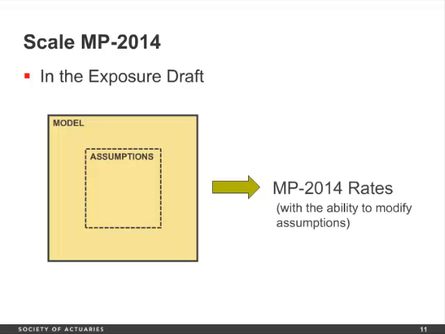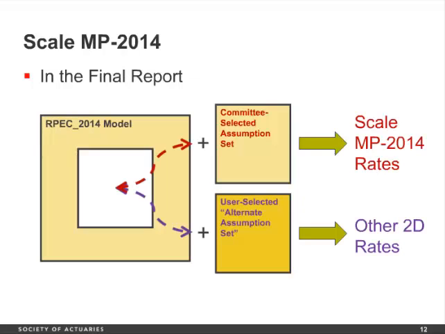Now, I said, in parentheses, there was a clear opportunity to adjust those assumptions. The formulas in Appendix B allowed you to do that, but once again, it was not clear that doing so was appropriate for purposes other than testing sensitivities. So going to the final report, the model has changed. Now we've clearly separated the two concepts. We have the RP-2014 model, and then we have assumption sets that you plug in. If you plug in the committee-selected assumption set, lo and behold, you get scale MP-2014.